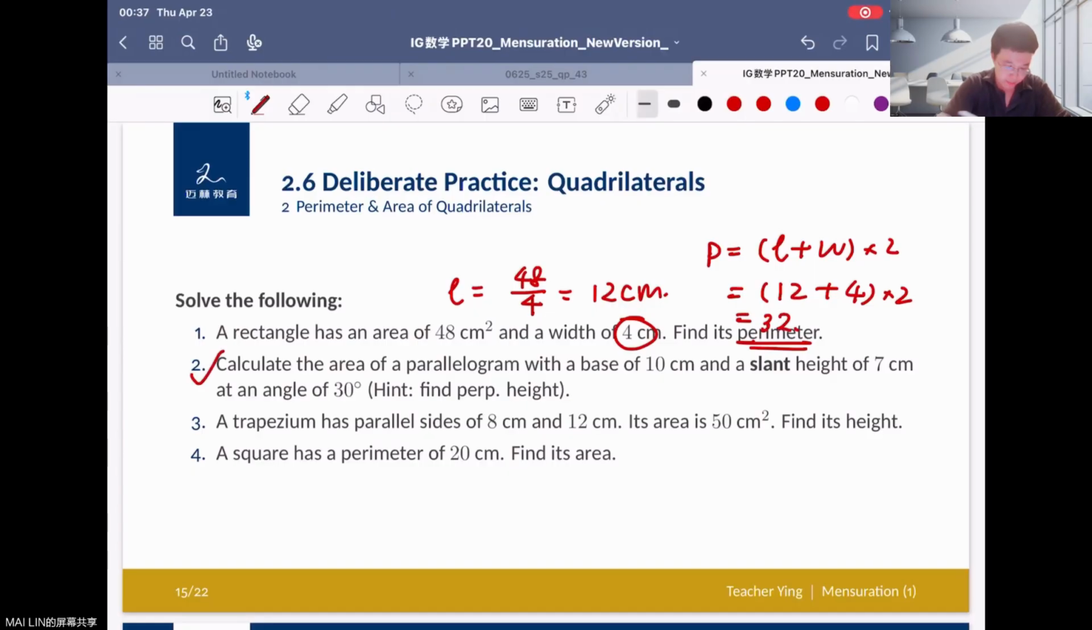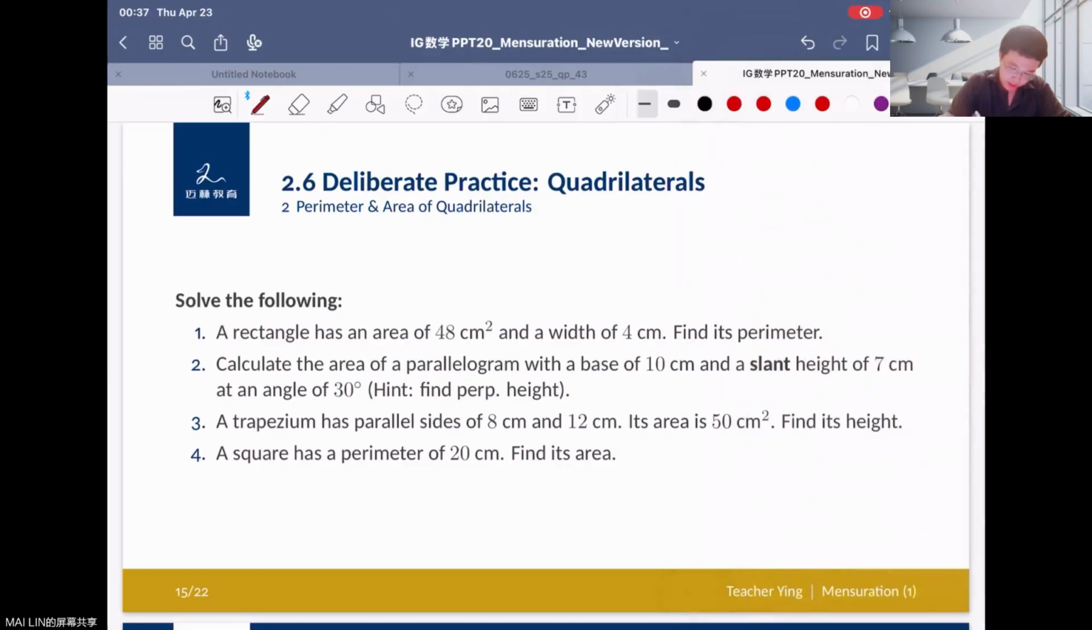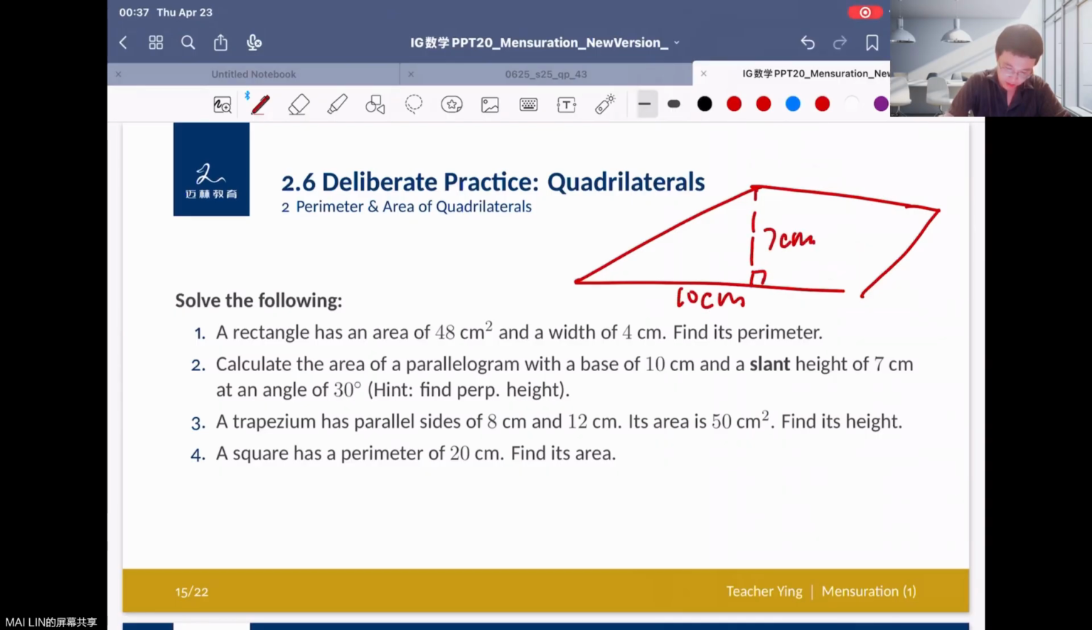For the second problem, calculate the area of a parallelogram with a base of 10 centimeters and a slant height of 7 centimeters at an angle of 30 degrees. Here the base is 10 centimeters, and the slant height is 7 centimeters at an angle of 30 degrees. But we only need to use area equals base times height. So that is 10 times 7 equals 70 centimeters squared. That is problem 2.